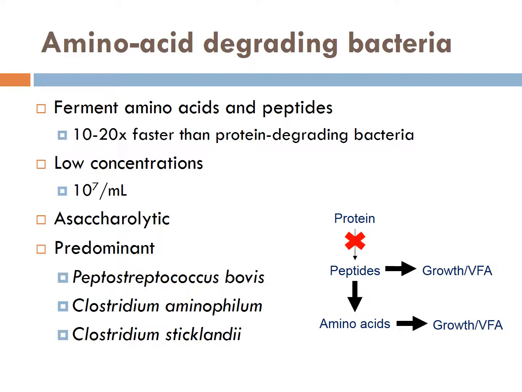They have very low concentrations, only 10 to the 7th per milliliter. That is to say, they're outnumbered by the protein-degrading bacteria by 100-fold. But because they ferment amino acids and peptides at a faster rate than the protein-degrading bacteria, these are still important for amino acid and peptide fermentation, despite their low concentration.